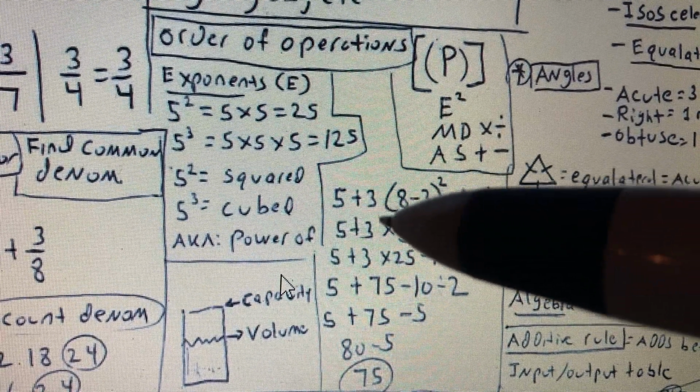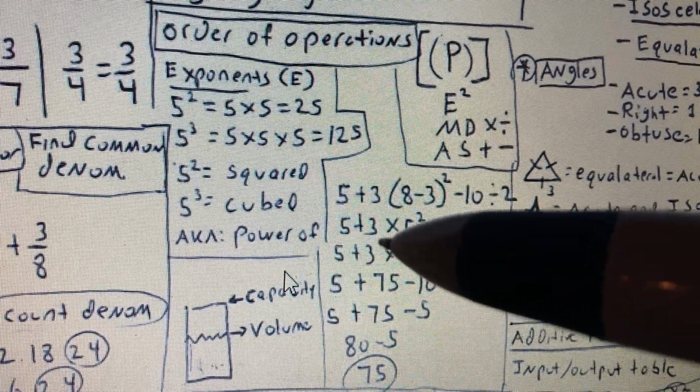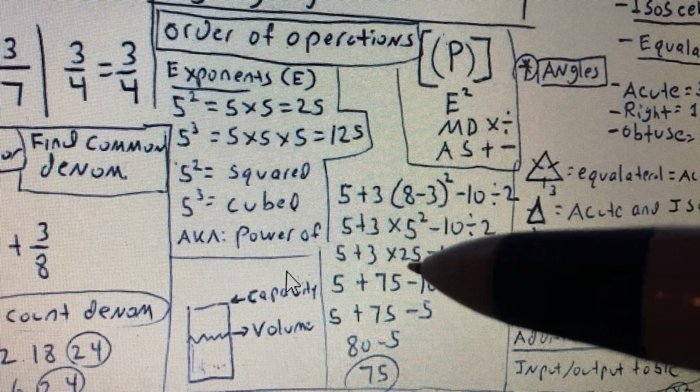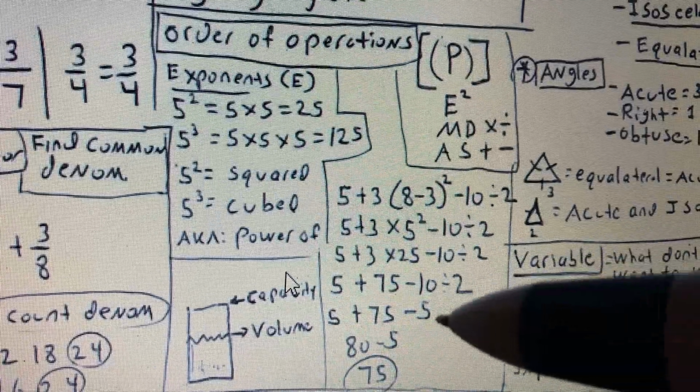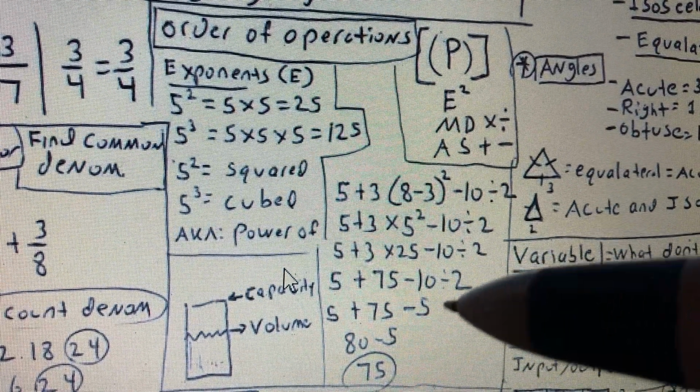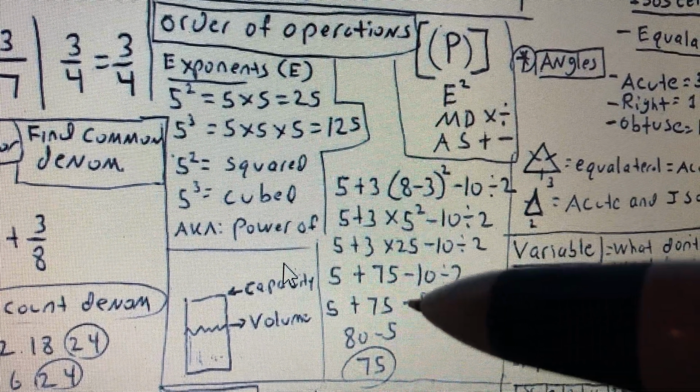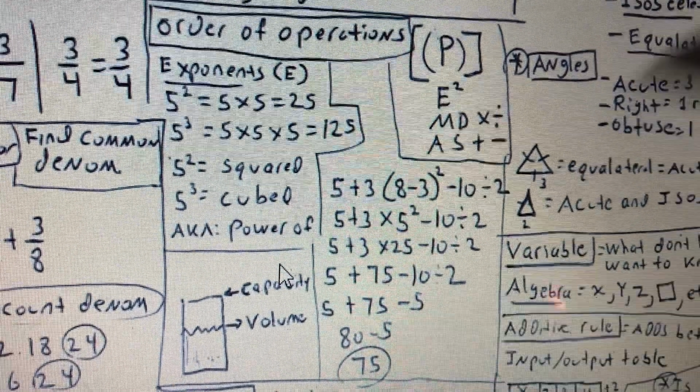Remember, there's a times there between those two. So you do not do 5 plus 3. You would go 3 times 25 is 75. Bring it down, bring that down. You would do 10 divided by 2 is 5. So you got 5 plus 75 minus 5. Now you can go 5 plus 75 is 80 minus 5 is 75.